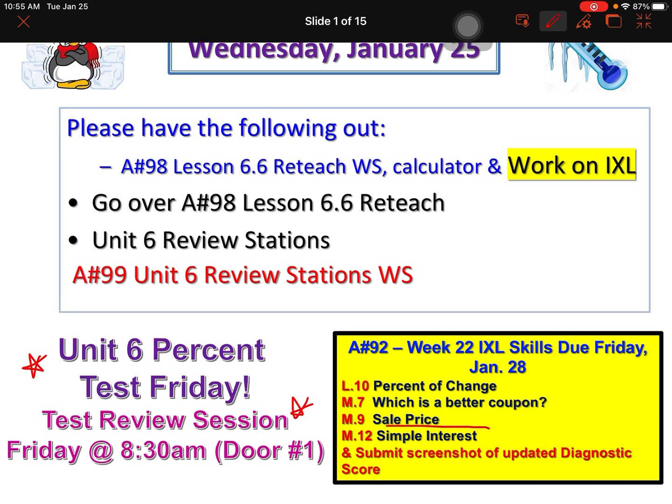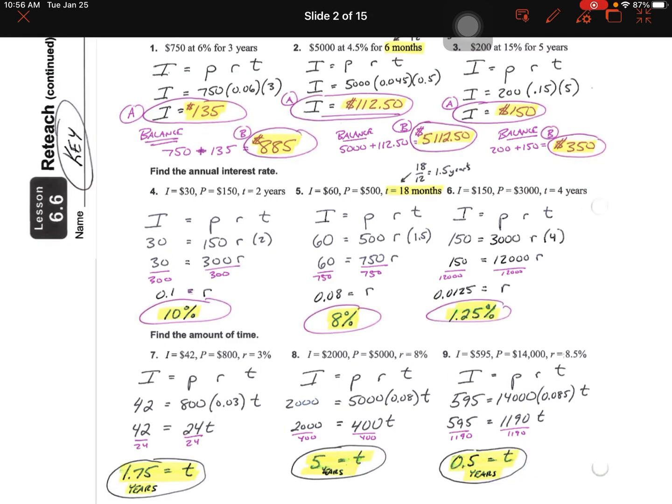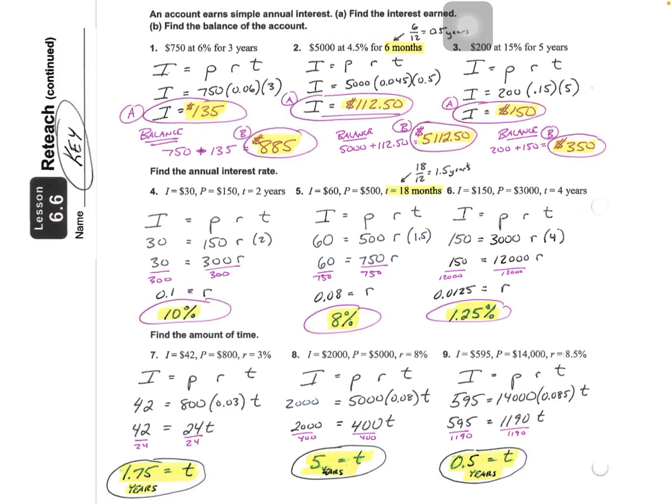I want to remind you now that we did yesterday's simple interest. You guys can work on M12 and get those IXL skills done. I also want to remind you that M9 is finding that original amount. It was like questions number 7 and 8 on yesterday's assignment, where you have to work backwards, and that table can be really helpful. So make sure that if you have questions, ask, but let's jump into the assignment.